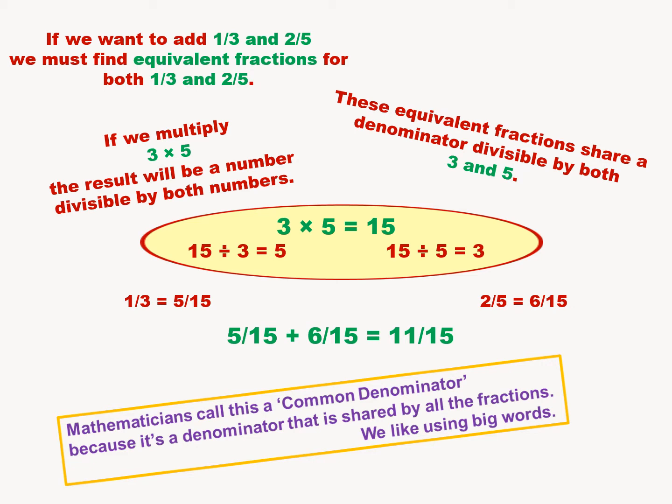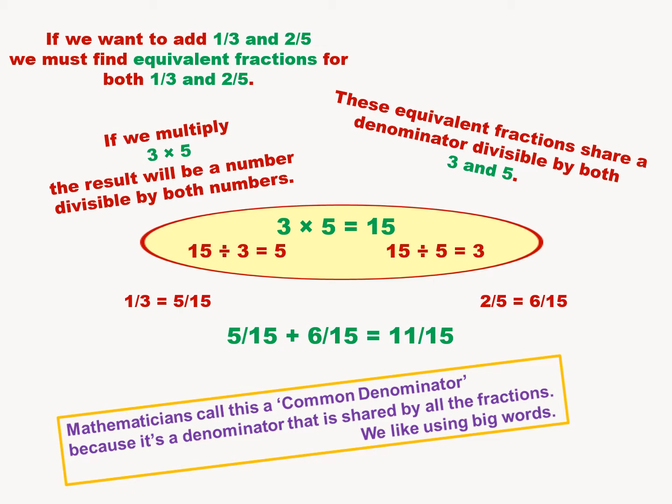Well, if we multiply 3 and 5 together, the result will be a number that is divisible by both numbers. That only makes sense. 3 times 5 equals 15, so if we use 15 as a denominator for equivalent fractions, we see that 15 is divisible by 3, 15 divided by 3 equals 5, and 15 is divisible by 5. 15 divided by 5 equals 3.